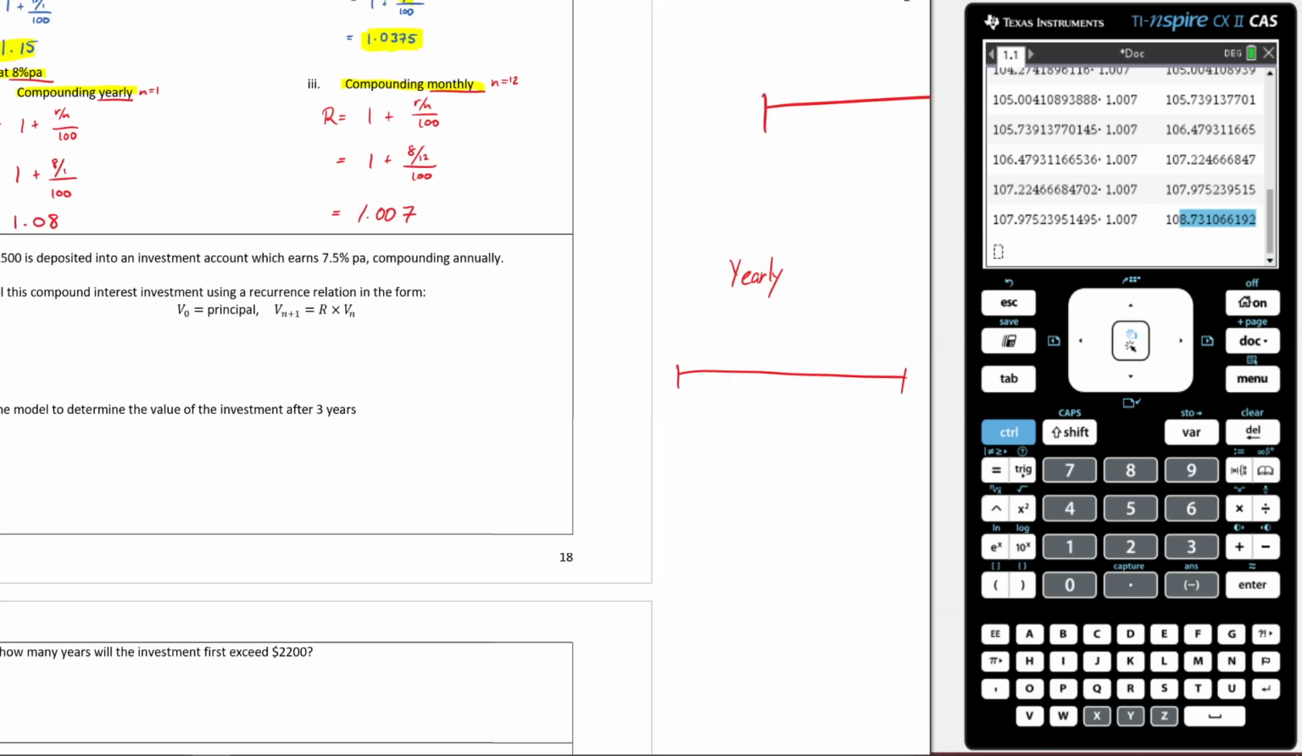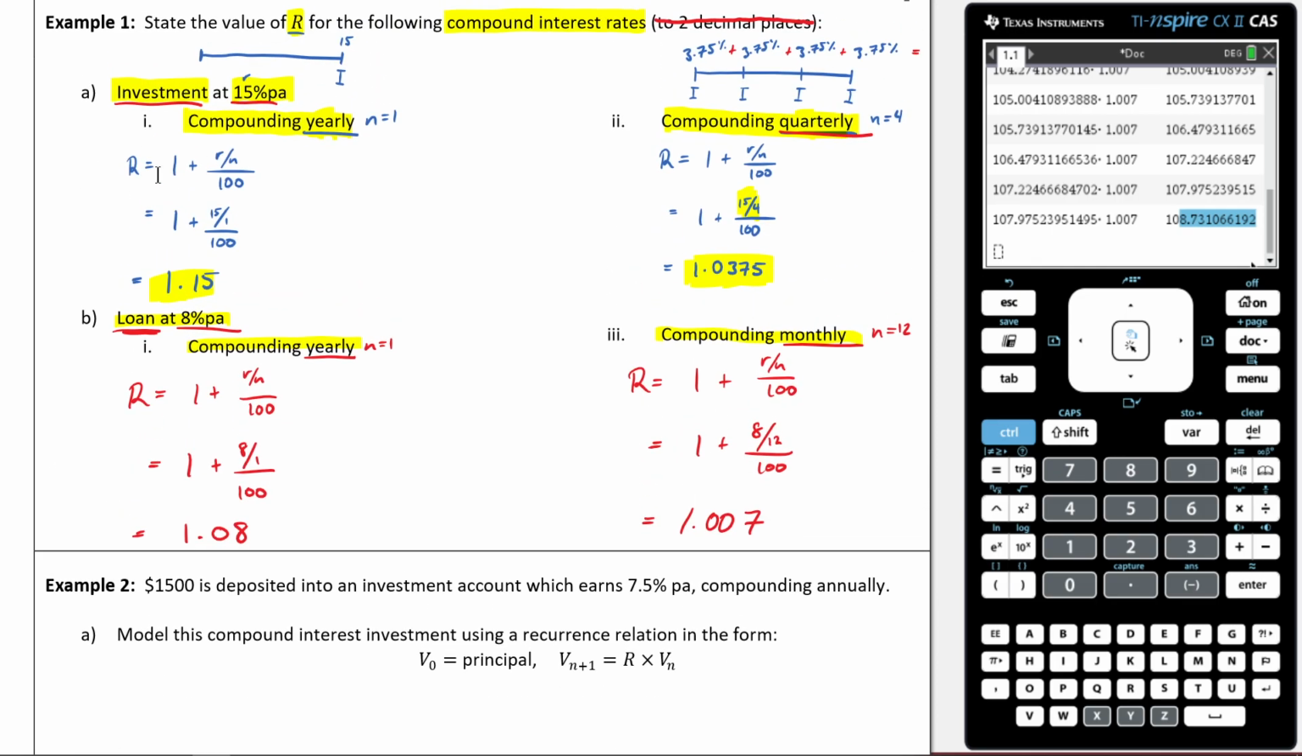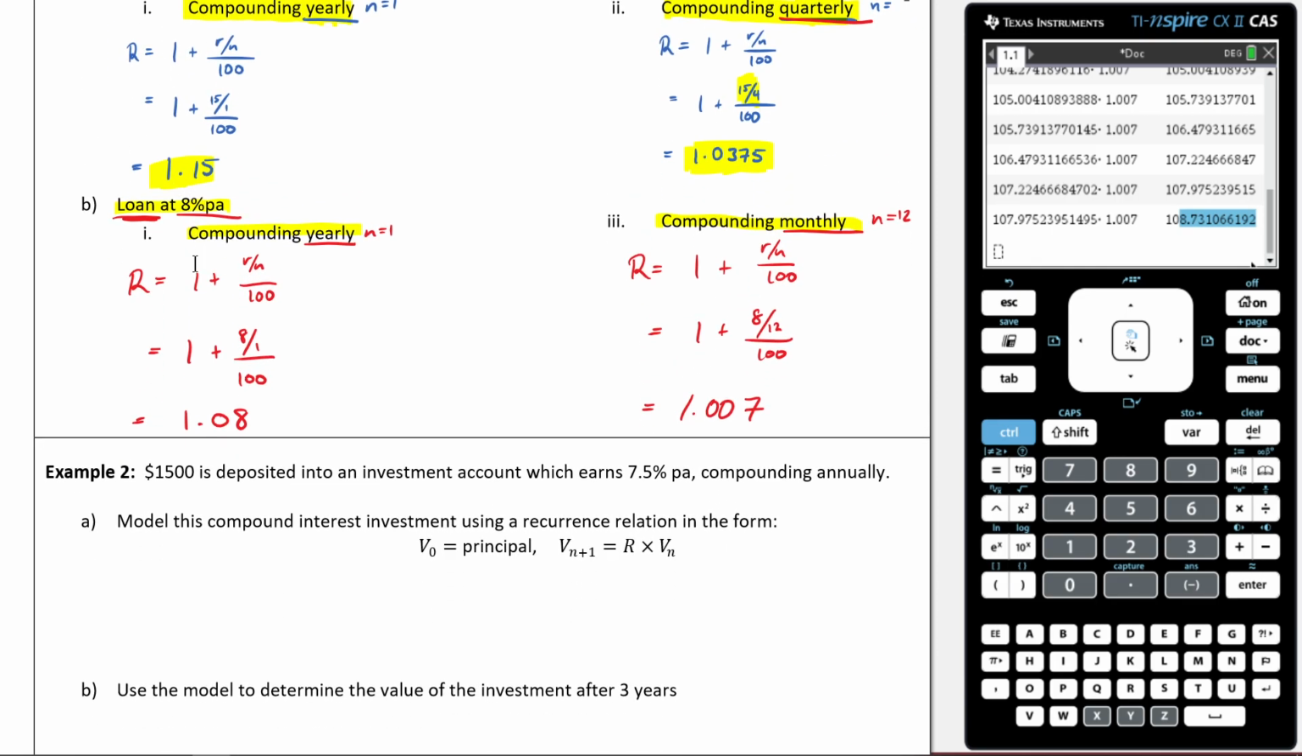So yes, that is how that question works there. So make sure you're keeping an eye out for whether or not it is a loan or an investment. Hopefully that makes sense. A neat little question.